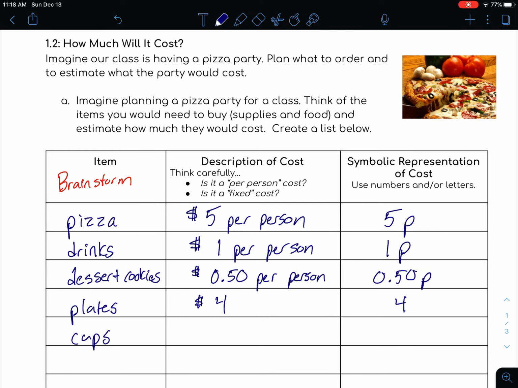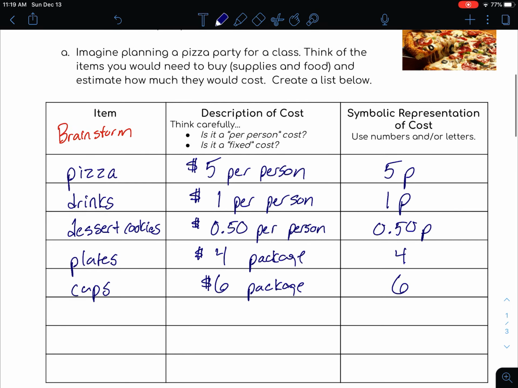We may need some cups for the pop, and especially if we go with the route of like 2-liter bottles, which would probably lower our drink costs. But cups, they tend to be just a little bit more if you go solo cups or something like that. So for a class of like 30 people, let's say that's like $6 a package. So plates is $4 a package and cups, let's say $6 a package. You could definitely look these things up if you want and come up with a little bit more of a dialed in estimate.